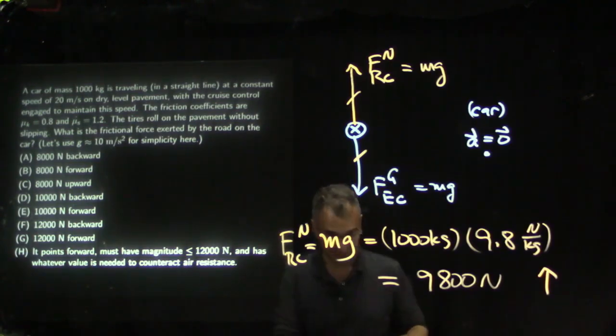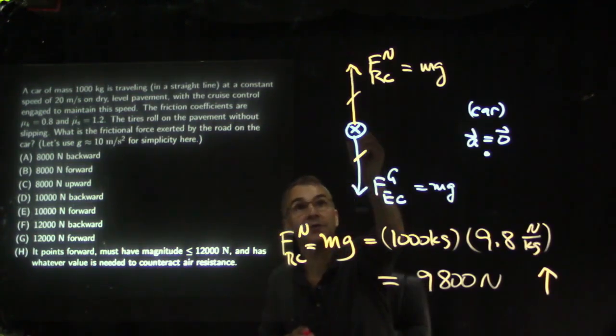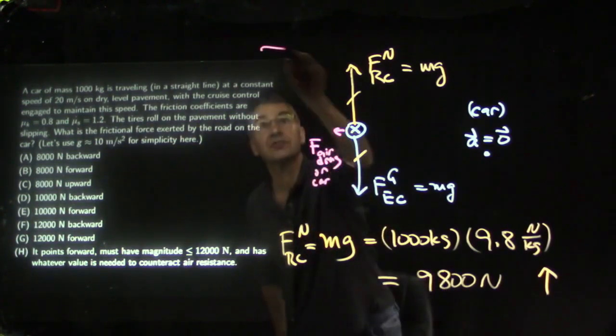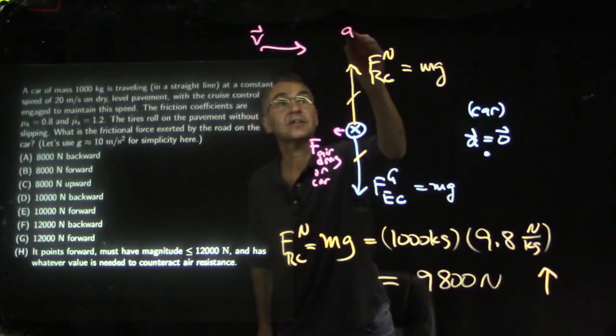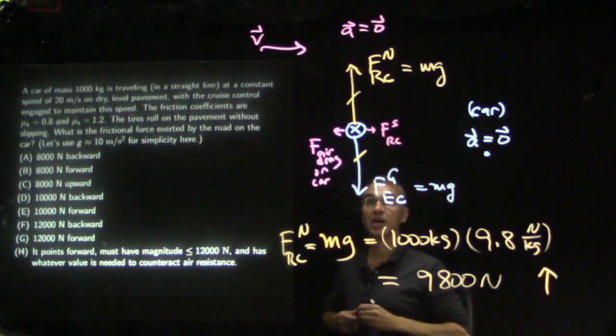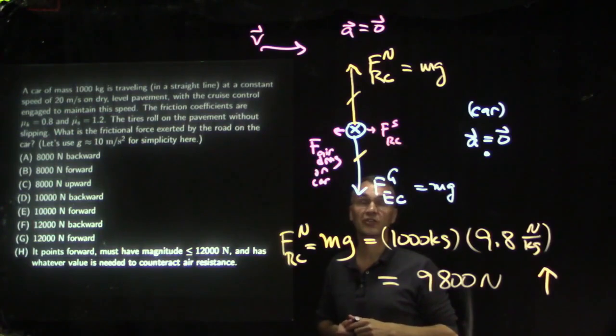Now, if you say that there is a tiny little force backward from air drag, so we'll call this the air drag on the car, which would oppose its velocity. Let's suppose that the velocity is pointing to the right and the acceleration is 0. Then to compensate for the air drag, there would have to be a tiny force of static friction by the road on the car, just enough to compensate air drag. So if we're ignoring air resistance, then this force of friction is 0.